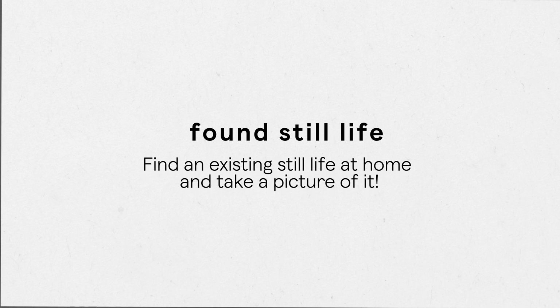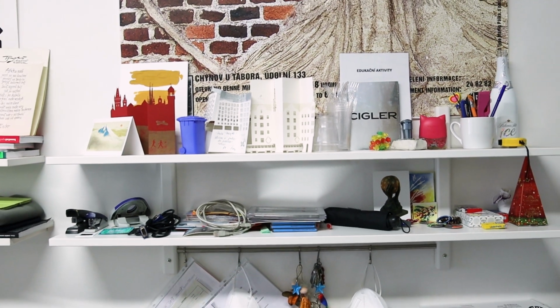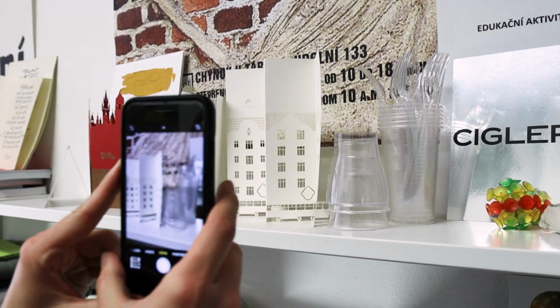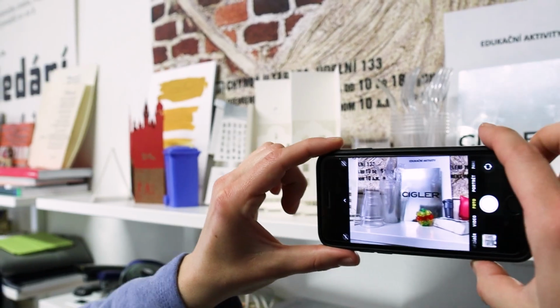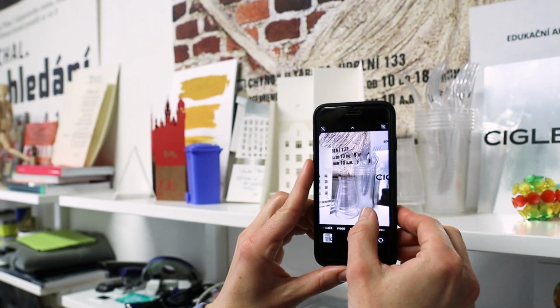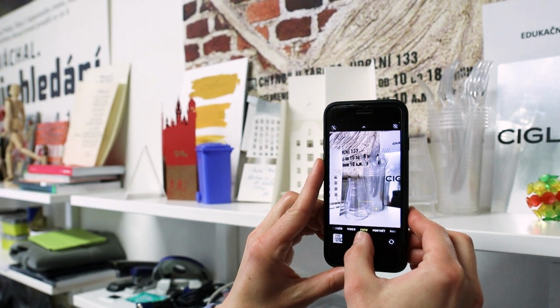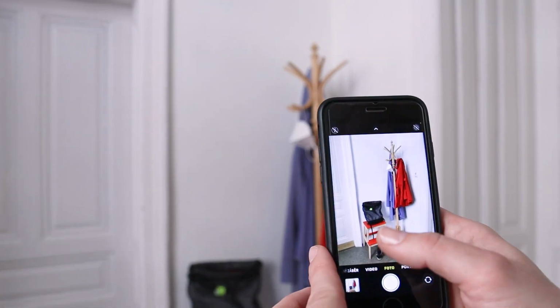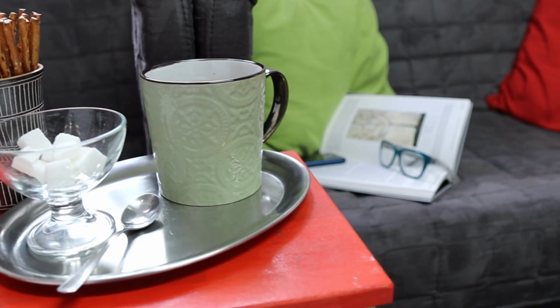Look around your home. Find an interesting still life that came together on its own. Don't touch anything, just take a photo. Consider whether it's better to shoot it in landscape or portrait format, close up or from a distance. And try to find the right angle.